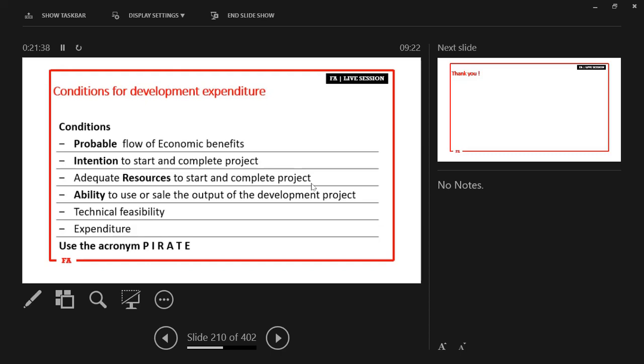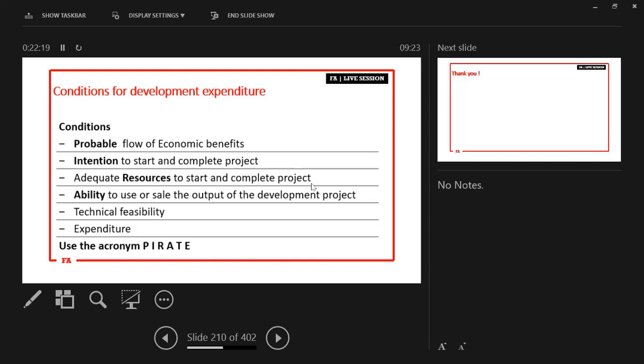Right, so let us try to see if we can make some progress. I want to discuss the items in the middle there. For you to recognize the development expenditure, you should have an intention. This word intention means future. Did you hear that? You should have an intention to start and complete the what? The project. Intention, meaning commitment. You understand that? Yes, there must be enough commitment.